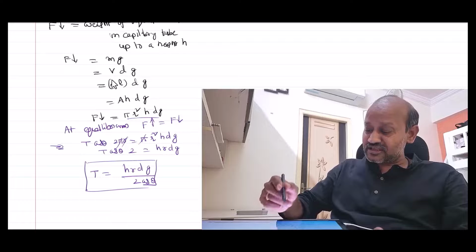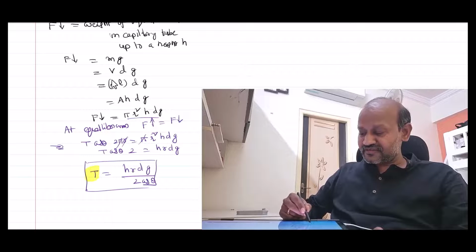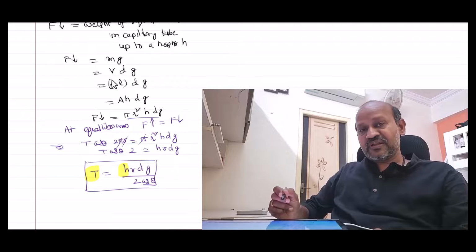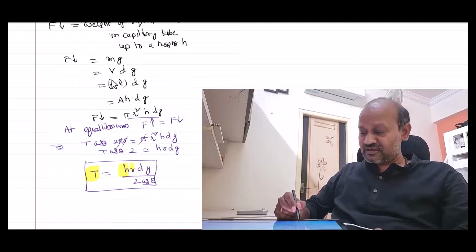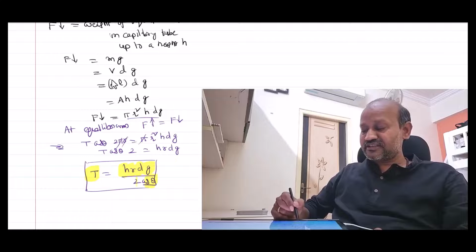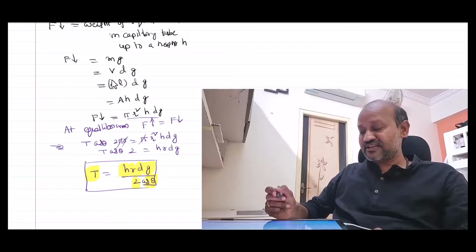Let me just once again tell you. T is the surface tension of the liquid. h is the height to which the liquid has raised in the capillary tube above the normal liquid level. r is the radius of that capillary tube. d is the density of the liquid that was taken. g is the acceleration due to gravity. Theta is the angle of contact. 2 is a number, right?